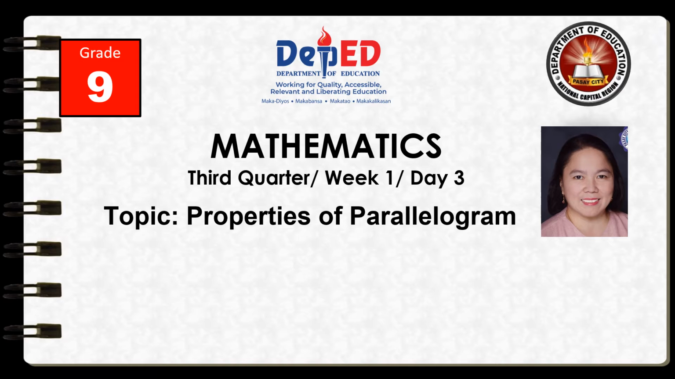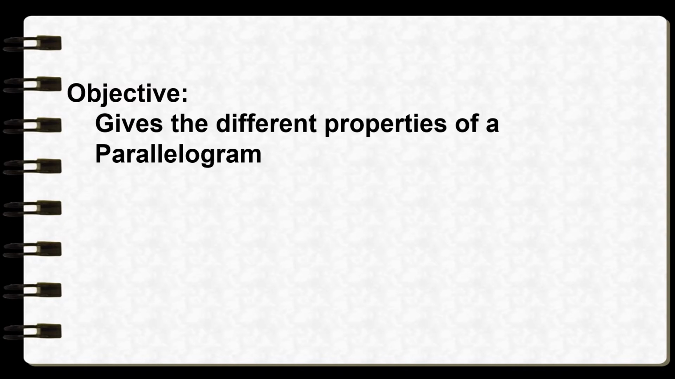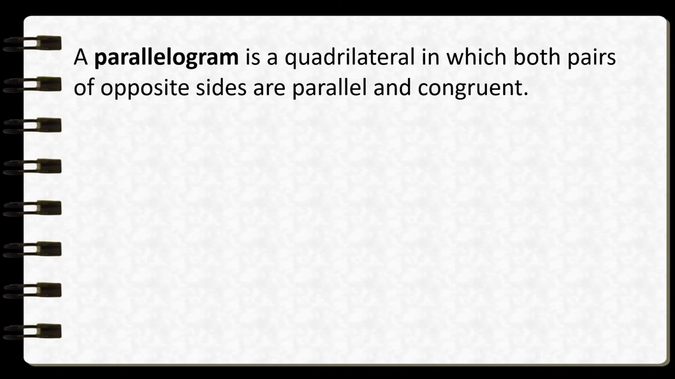Our lesson is about properties of parallelogram, which leads us to the objective: give the different properties of a parallelogram. So what is a parallelogram? A parallelogram is a quadrilateral in which both pairs of opposite sides are parallel and congruent.